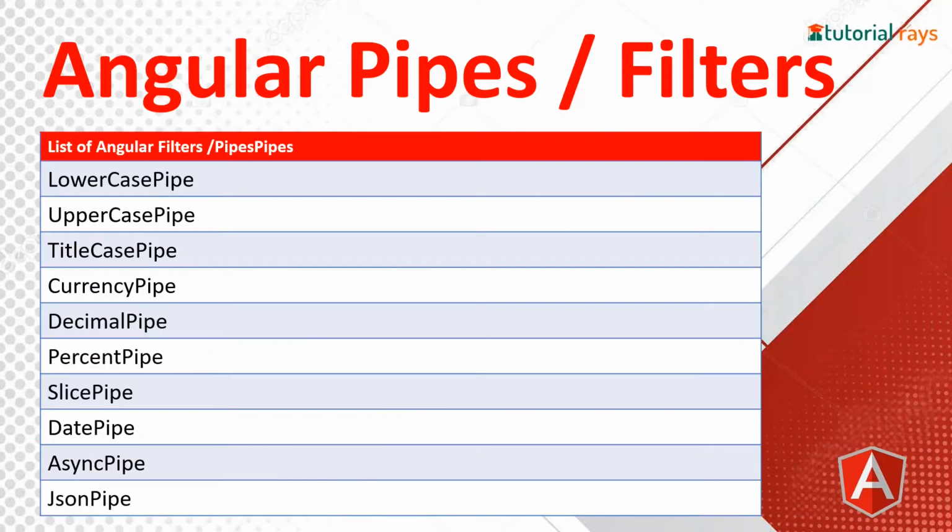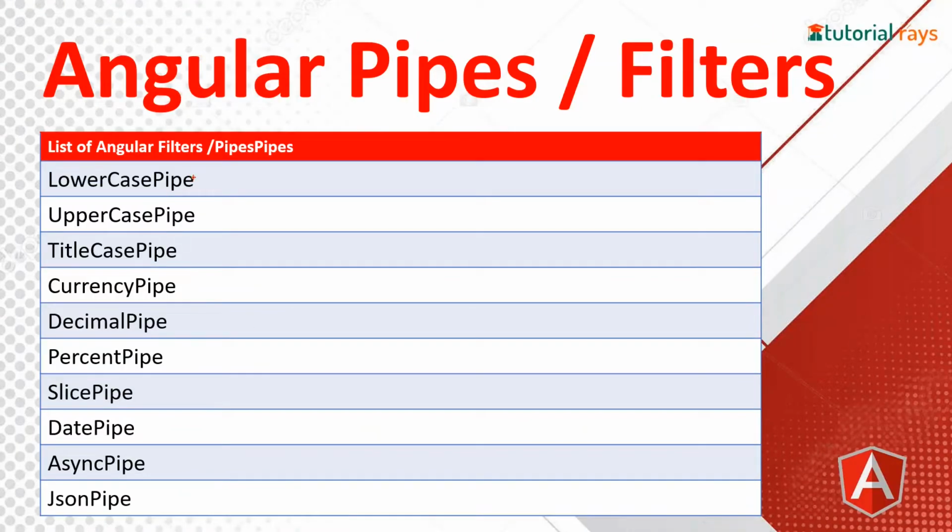built-in pipes. There are the following important built-in pipes: lowercase, uppercase, title case, currency, decimal, percentage, and then slice, date, async, and JSON pipes. Let's see one by one how we can use these pipes in Angular.